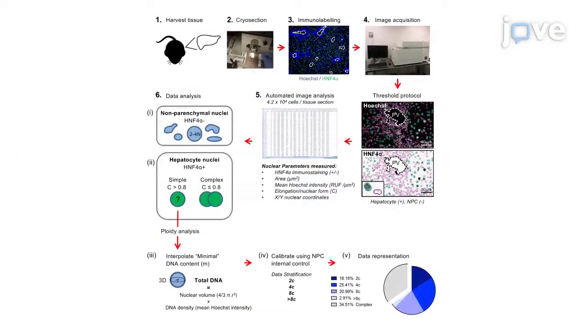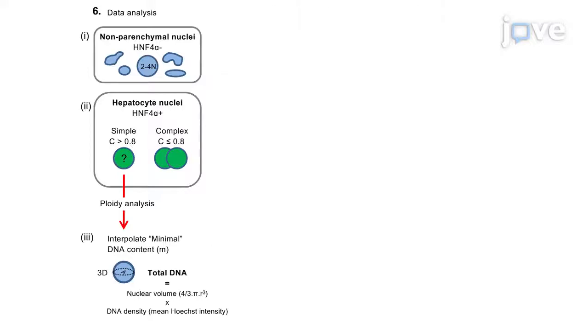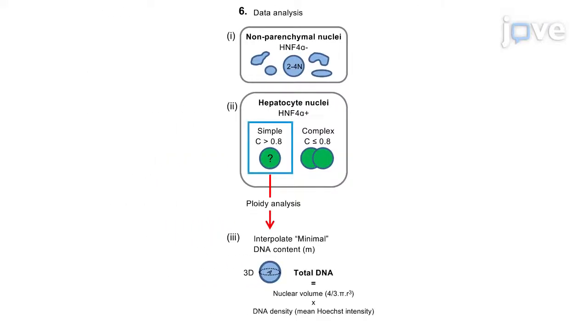This method enables the user to generate a profile of hepatocyte nuclear DNA content from 2D tissue sections for the study of liver development, regeneration, and chronic disease. This automated high-throughput approach can be applied to all 2D liver tissue sections, providing an internally calibrated readout of nuclear ploidy for all simple circular hepatocyte nuclei.